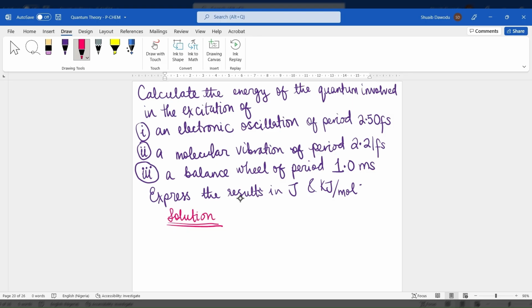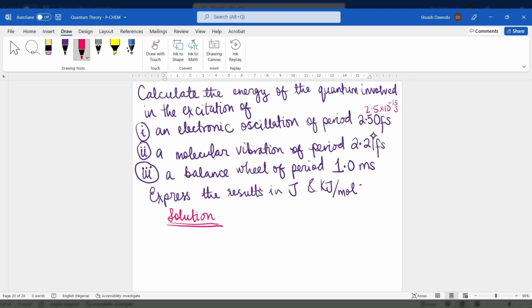By the way, this fs and then ms is just telling you that you're dealing with 2.5 times 10 to the power of negative 15 seconds. It's just how you have kilo, which is times 10 to the power of 3, micro, which is times 10 to the power of negative 6, and centi, times 10 to the power of negative 2. So all of this is what this fs stands for. Its s is still seconds.